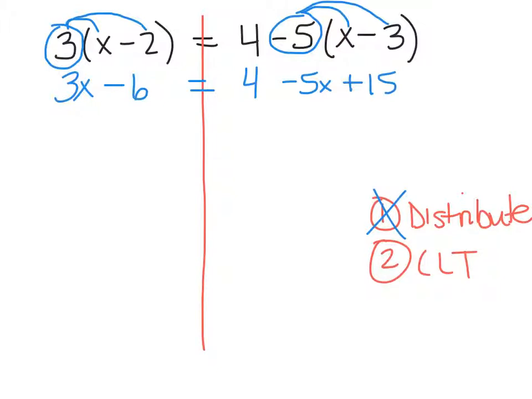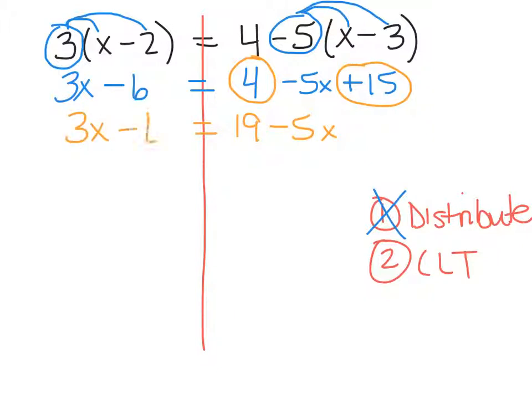So the next thing we're going to do is combine like terms. If you look at the left side of the equation, we have 3x and negative 6, and those are not like terms. So there's nothing to combine there. So let's look at the right side of the equation, and on this side we do have two constants, 4 and 15. So if we put those together, 4 plus 15 is 19. I'm going to bring down the negative 5x, and then I'm going to bring everything down on the other side as well. So there's my equation.